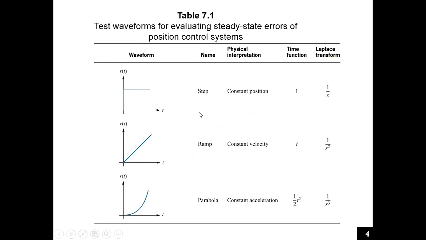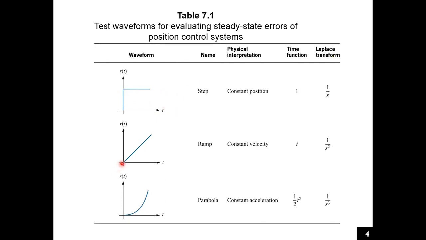The most common test inputs used in the analysis of steady state error are three: step input, ramp input, and the parabola. The step input is used for a constant position. If we want to find the error for a value that is constant, we give the system a unit step input. The steady state error will tell us, for any constant input, what the output will be.